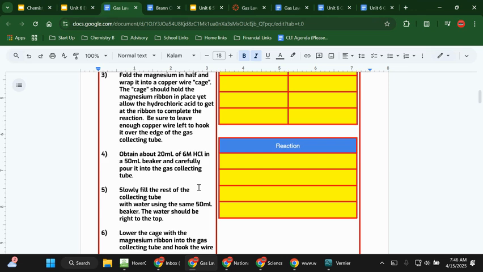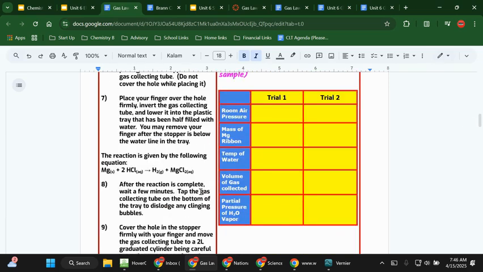Thank you very much. At this point, ladies and gentlemen, on this table, you should have the room air pressure, the mass of the magnesium, and the temperature of the water. Okay? Those are the things that you should have. Our bubbling is becoming more and more intense. We are collecting more and more gas here.